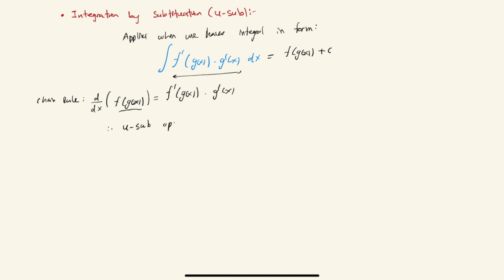Therefore, we can notice that u-substitution is opposite to the chain rule. So the u-substitution is in case of integration, and the chain rule is in case of differentiation.